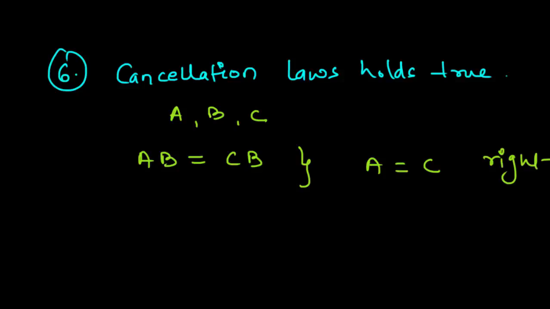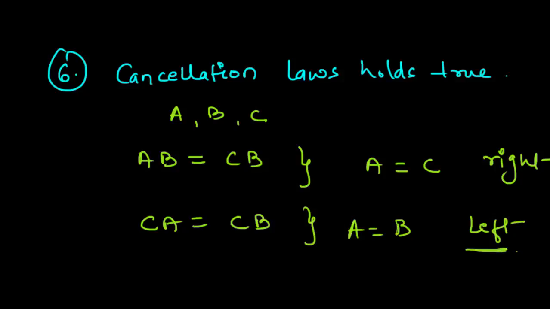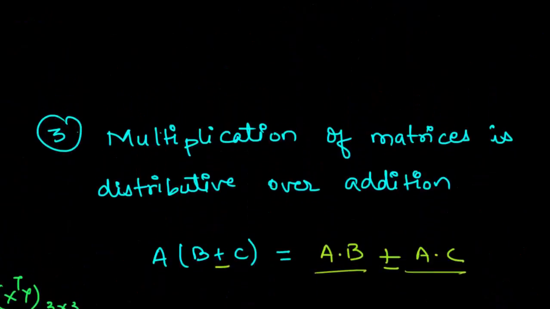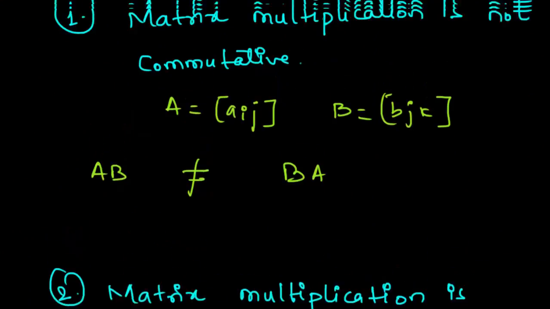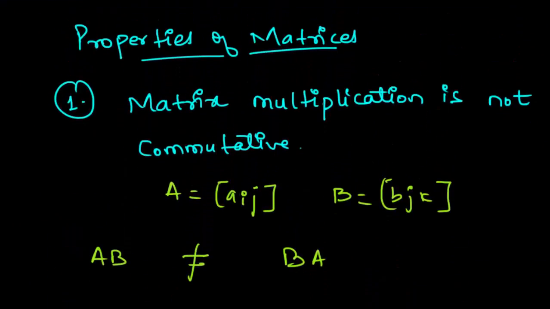Next, one more. If we have CA equals CB, then we can write A equals B. So this is called left cancellation. Okay, that's it in the properties of matrices. Just remember, these properties are really important, so just go through it.